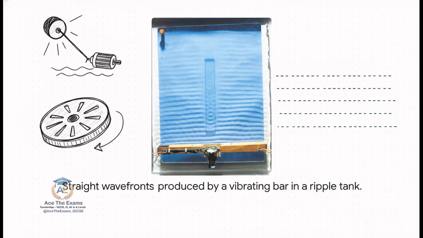And here's the really clever part. To measure the exact distance between these crests, which we call wavefronts, scientists use a spinning disk with slits in it called a stroboscope.